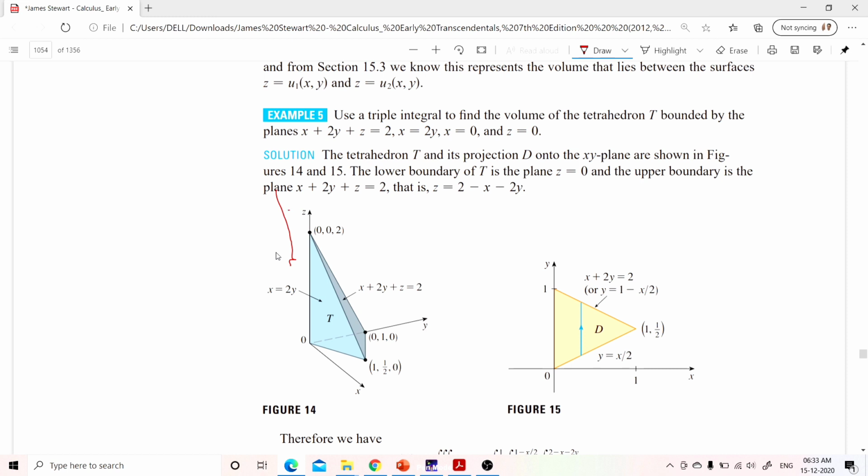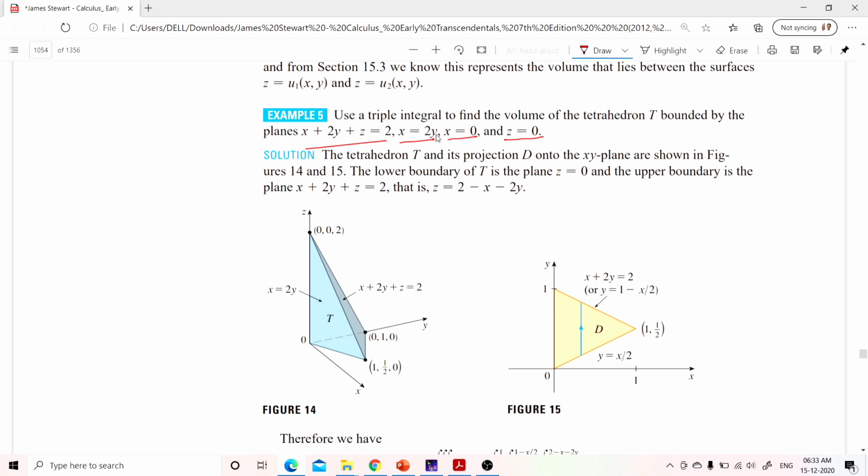Okay, here we are asked to find out the volume of a tetrahedron bounded by the three planes, that is x plus 2y plus z is equal to 2, and x is equal to 2y, and x is equal to 0 and z is equal to 0. So here we'll have to mark all these four planes and you may very well see this is happening. Okay, so from this now we'll have to project this onto D and see what is your region D. So it is some triangular region like this.